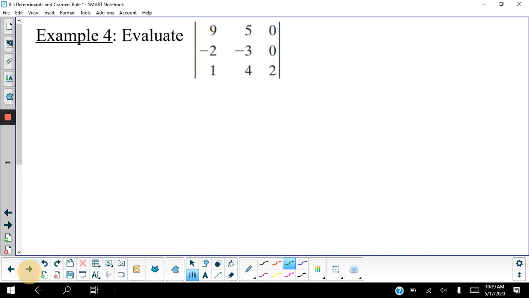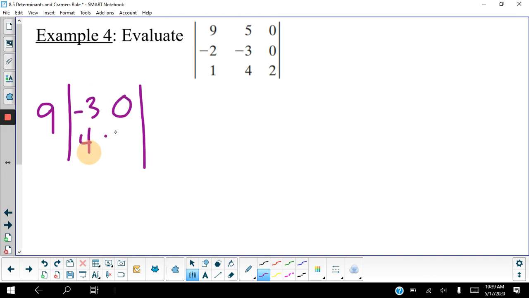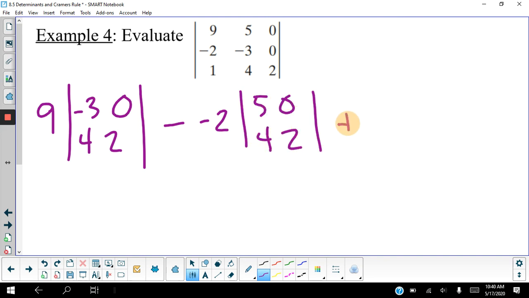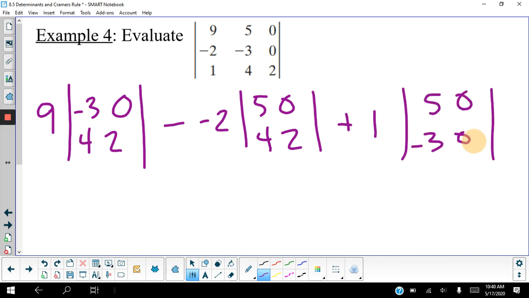All right, so example 4, it's just another example of the same sort. So I'm going to go through that one. Hopefully maybe it'll be a little bit neater. So let's do this. 9 times the determinant of... Shoot. Remember when I said it was going to be neater? So much for that. Negative 3 and 0, 4 and 2, minus... All right, remember that's a minus in the middle of it. Negative 2 times the determinant 5, 0, 4, 2, and then plus 1 times the determinant of 5, 0, negative 3, 0.